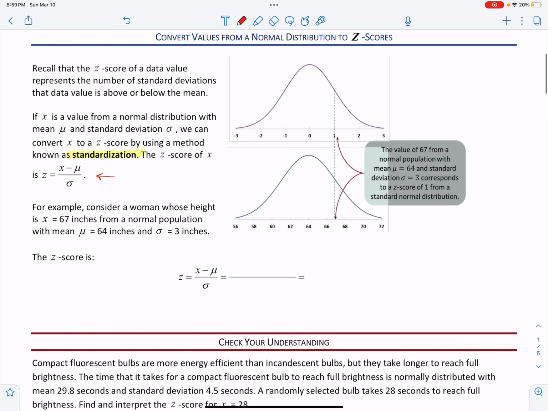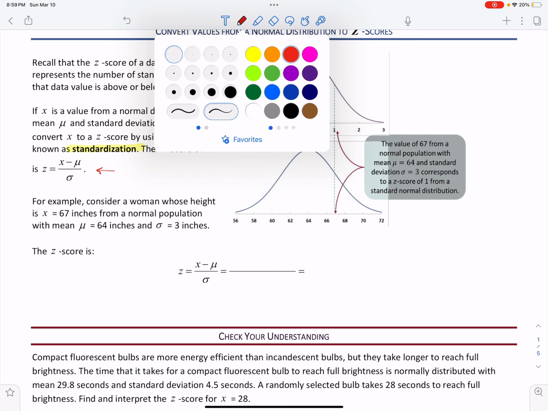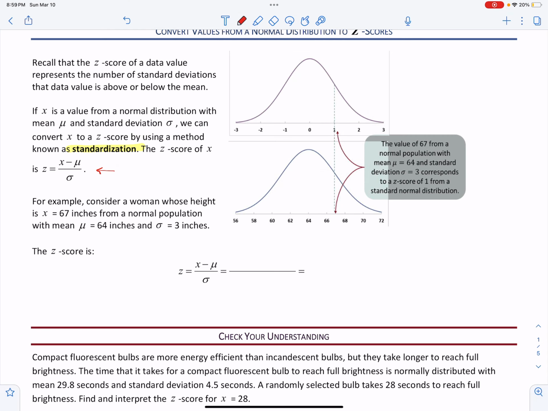So in our example, we have a normal distribution. You see the graph here to the right. It has a mean of 64 and a standard deviation of 3. The value that we're looking at here is a height of 67 inches. So if I want to standardize this, I'm going to take the value 67, subtract its mean, 64, and divide by its standard deviation, which is 3.